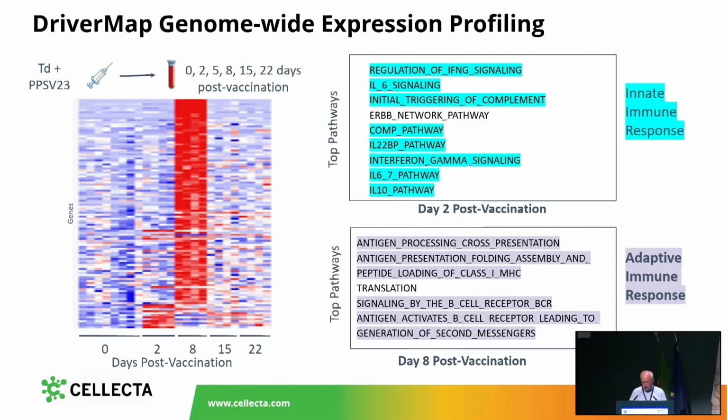If you run genome-wide expression profiling, like shown here on this slide, you can see at approximately 2 days after first vaccination, you have very strong activation of innate immunity pathways, and approximately at 1 week, you can see strong activation of adaptive immunity.